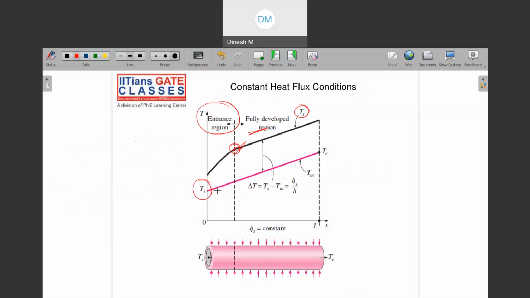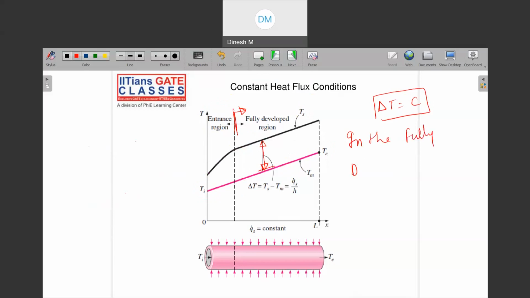And then what you are seeing is that your bulk mean temperature has started from this point, and it has increased. But there is one more thing: this delta T which you can see here, after the fully developed region, this delta T remains constant. Delta T is constant in the fully developed region. Okay, so in the fully developed region, your delta T is constant. Got it?